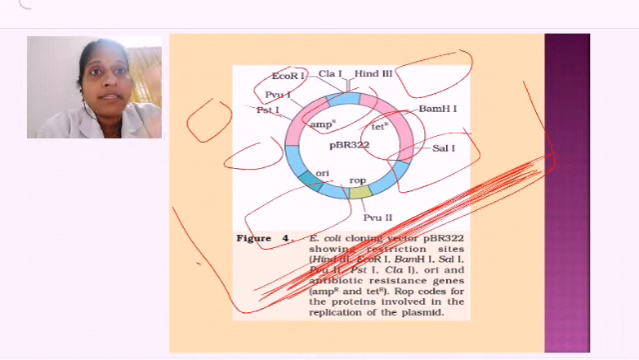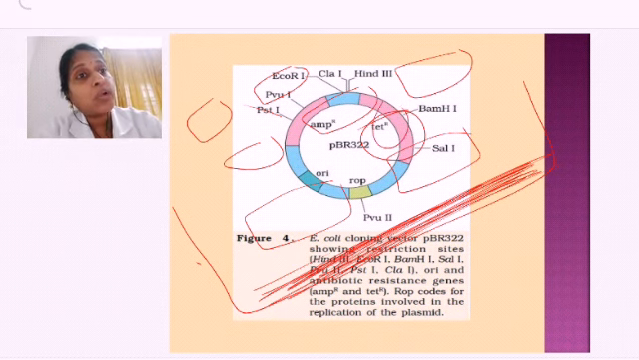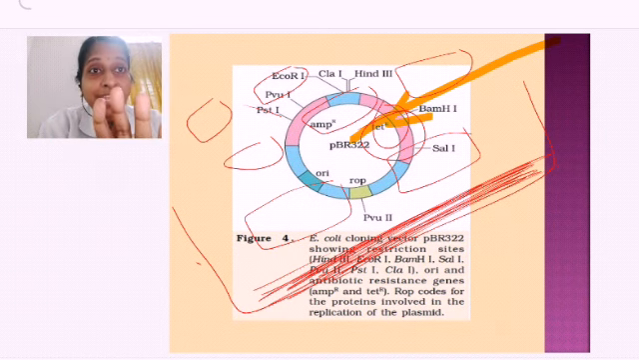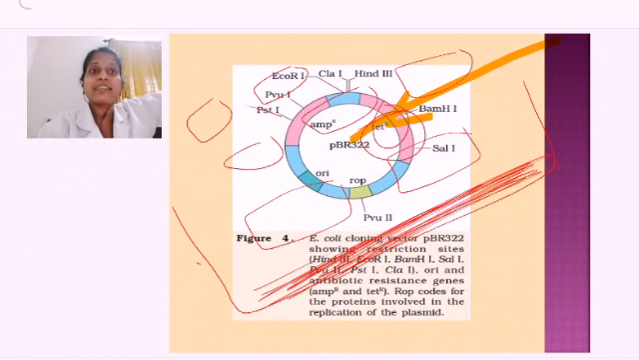Tetracycline resistant factor is removed, isn't it? The bacteria could first grow in tetracycline, but I have removed the tetracycline resistance, and in that place I have introduced my foreign DNA. Now this rDNA is not resistant to tetracycline. They cannot resist what? The tetracycline. Why can it not resist? Because the tetracycline resistant character is removed.